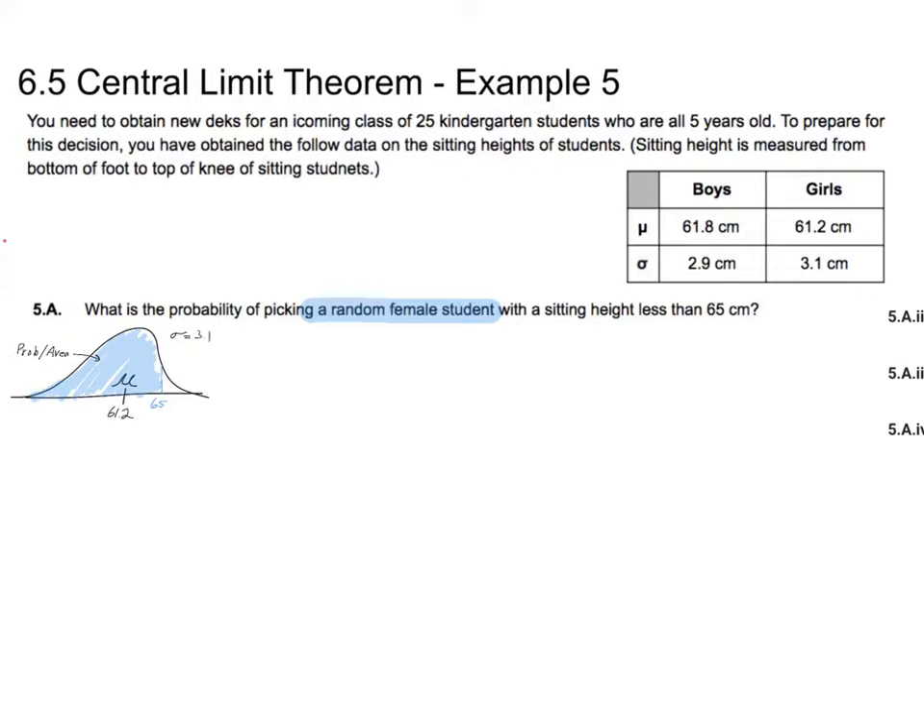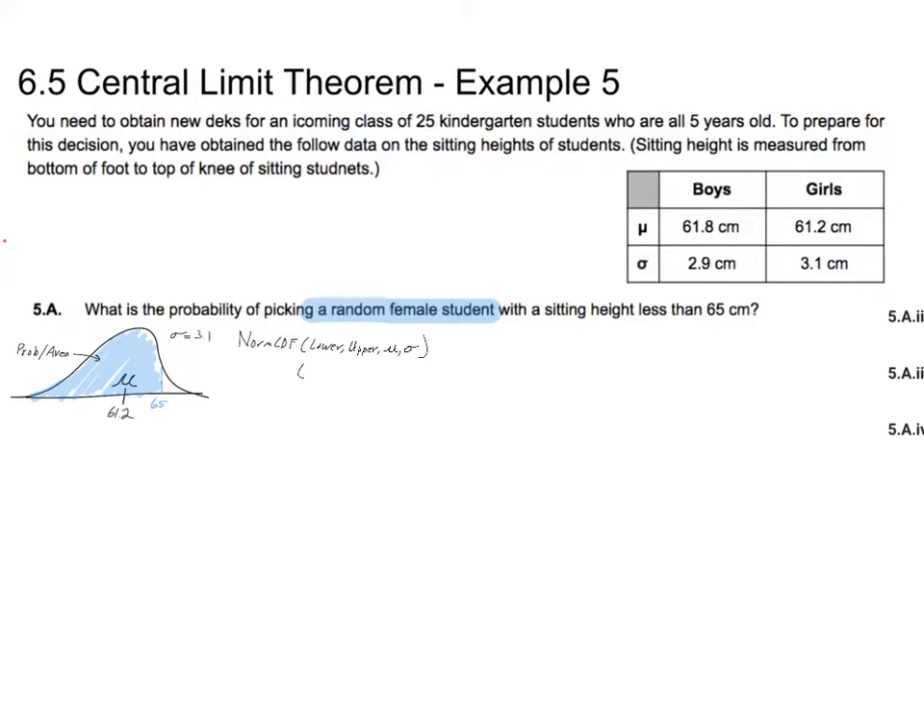I've got two functions that allow me to solve these types of problems: normal CDF or inverse norm. In this case, I'm looking for an area, so the function that I'm going to use is normal CDF. And remember, normal CDF is going to ask for four numbers. It's going to ask for a lower number, where you start measuring the area. It's going to go to the upper, which is where we're going to stop measuring the area. It's asking for the mean and the standard deviation.